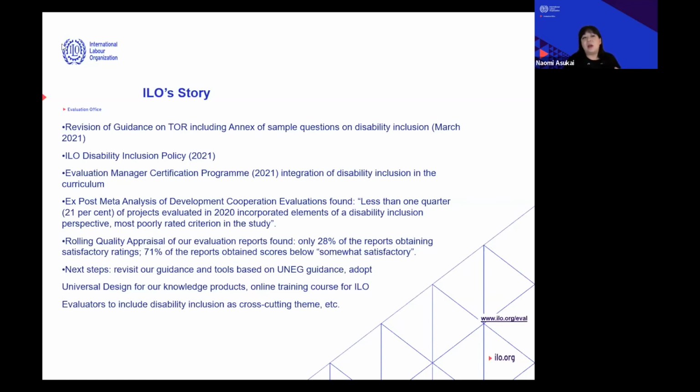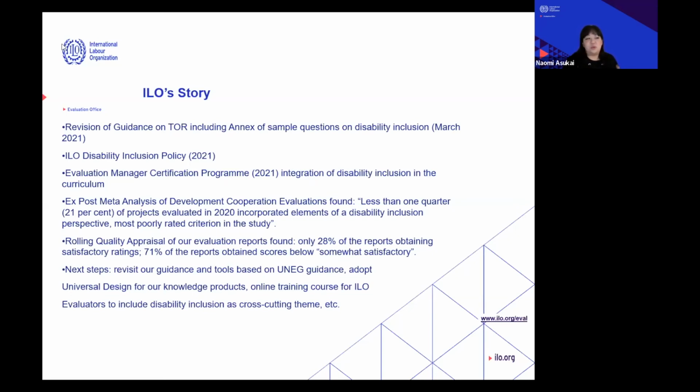As noted though, the ILO disability inclusion policy came into being in 2021. There was no systemic tagging of development cooperation projects or any of the activities of the ILO with a disability inclusion tag. That means that people were not sure, especially when we do the evaluations, whether we are supposed to do this for all of our activities now or only those that have a specific focus on disability inclusion. So there was a bit of confusion. We conducted an ex post meta-analysis of our development cooperation projects and found that less than a quarter, 21%, of projects evaluated in 2020 incorporated disability inclusion in the report. And this was the most poorly rated criterion across all the other criteria in the study.